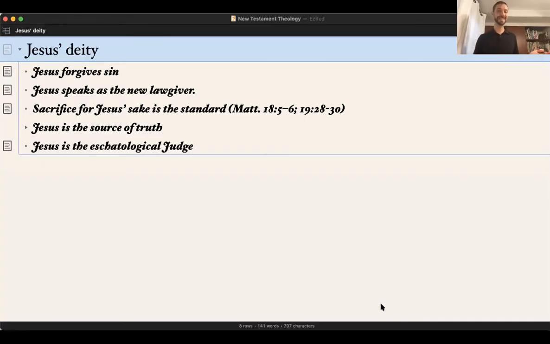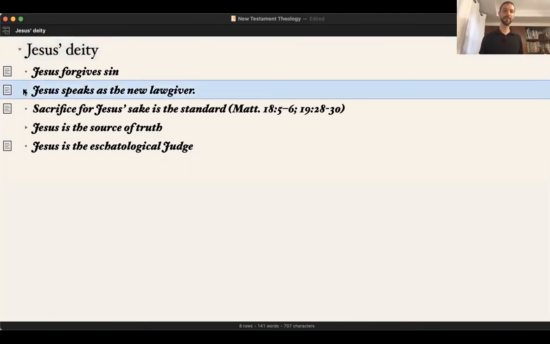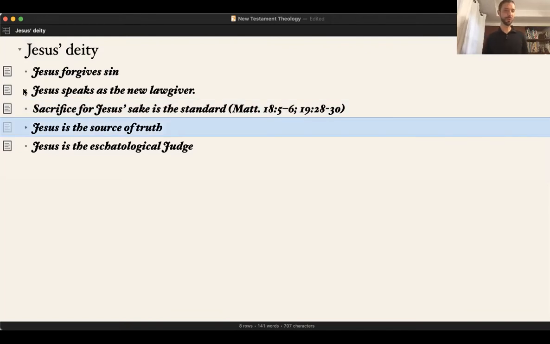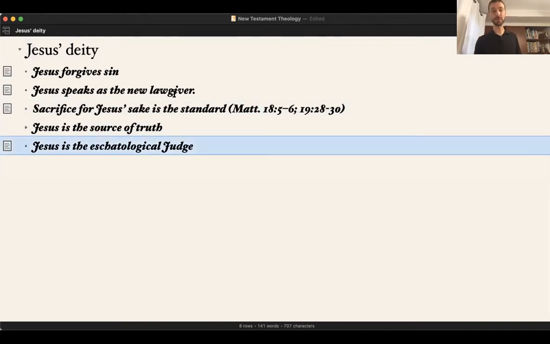But here, I'll just show you a group of these, a more limited group of them that we'll talk about for sake of time. And that is to emphasize Jesus' deity, we're going to see the actions that he does. Jesus forgives sin. Jesus speaks as the lawgiver. Jesus is the standard of righteousness or the standard of being justified. Jesus is the source of truth. Jesus is the eschatological judge, the future end times judge.